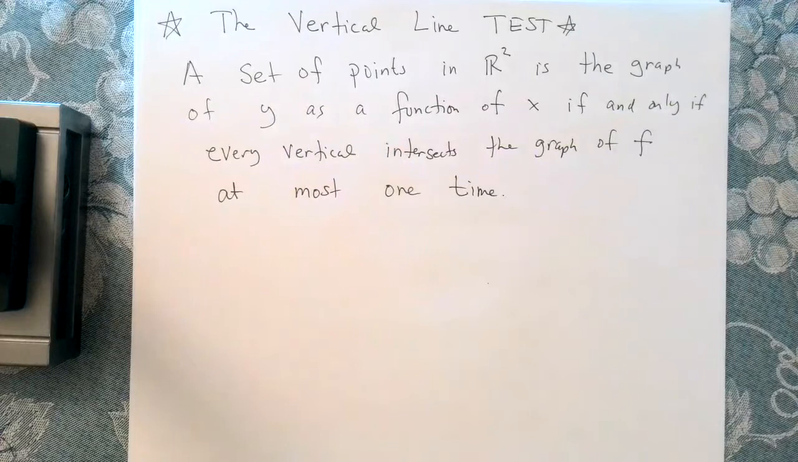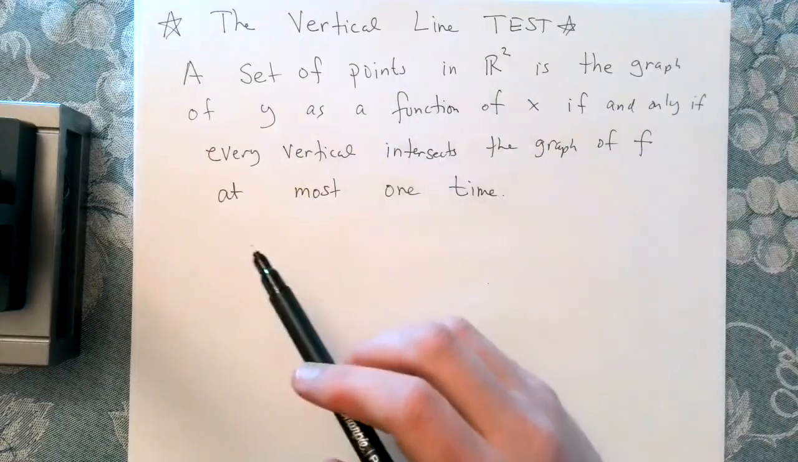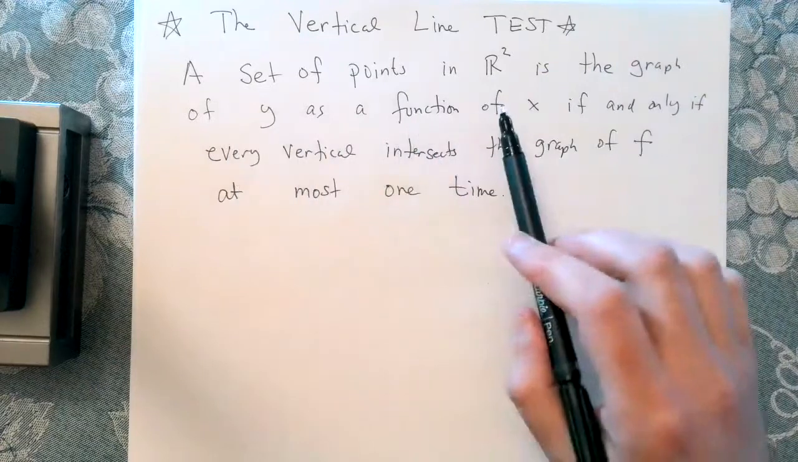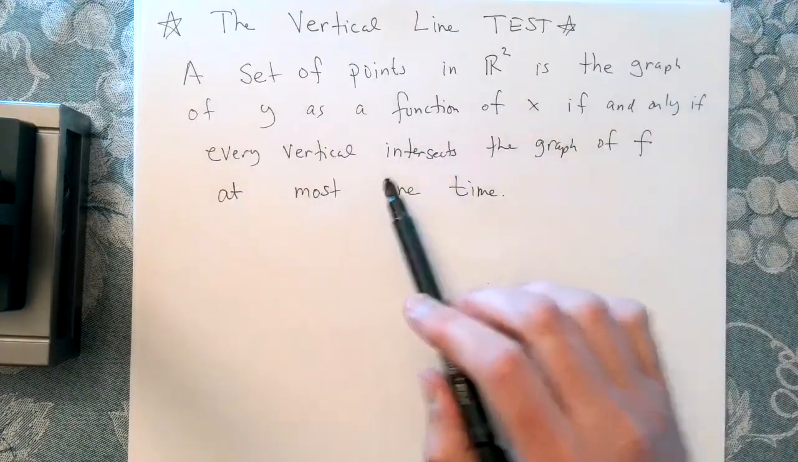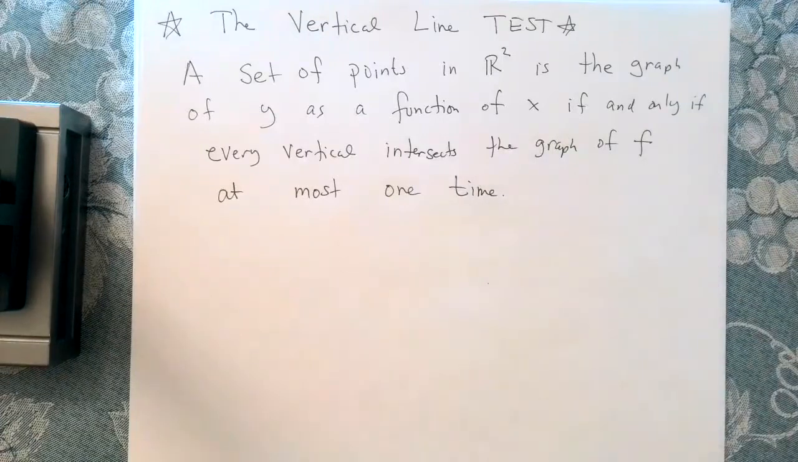So a set of points in R^2 is the graph of y as a function of x if and only if every vertical line intersects the graph of f at most one time. This is a function test. So let's see some examples of that.